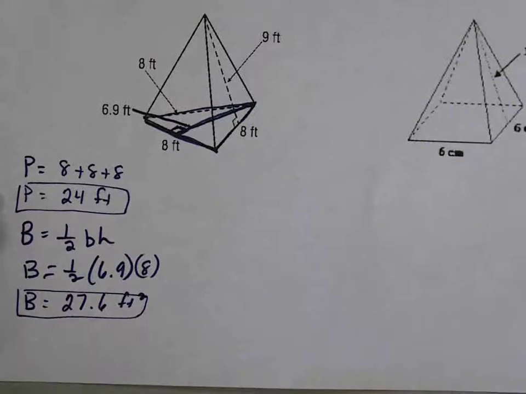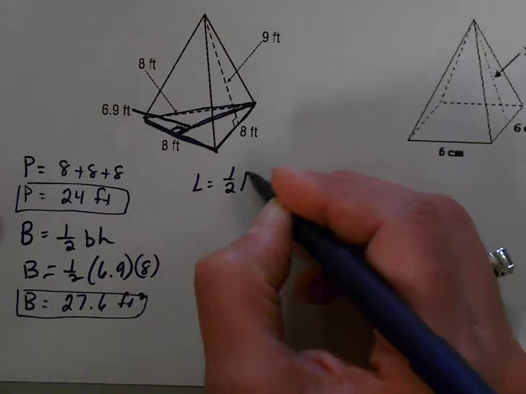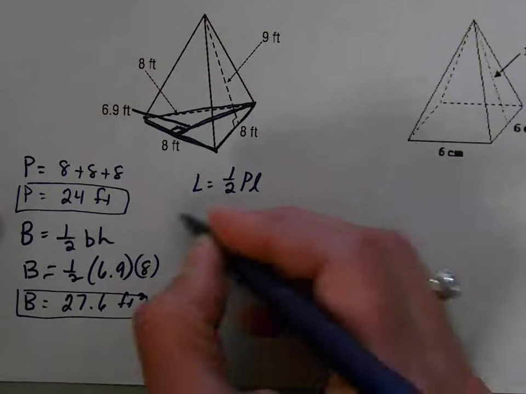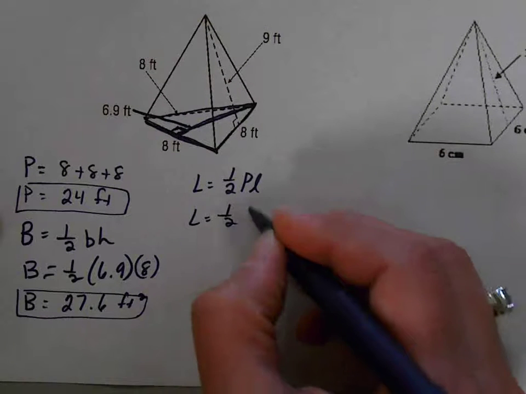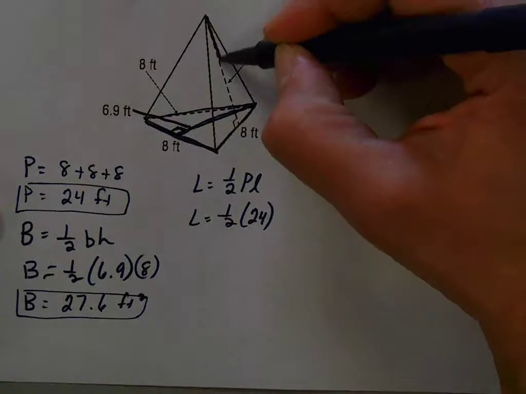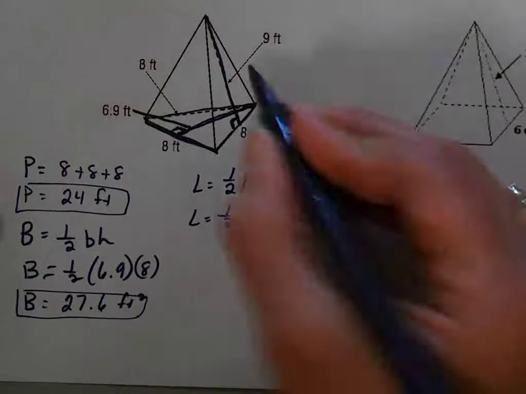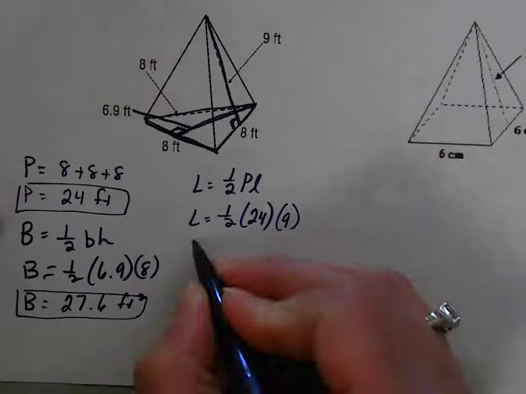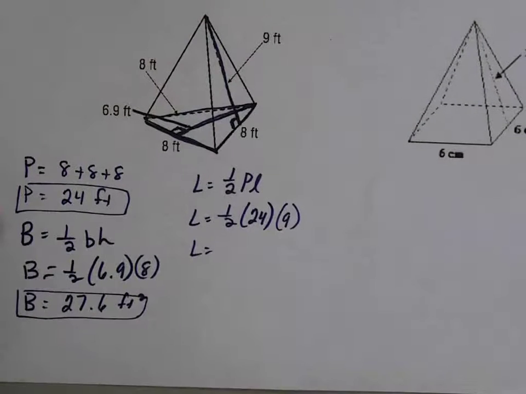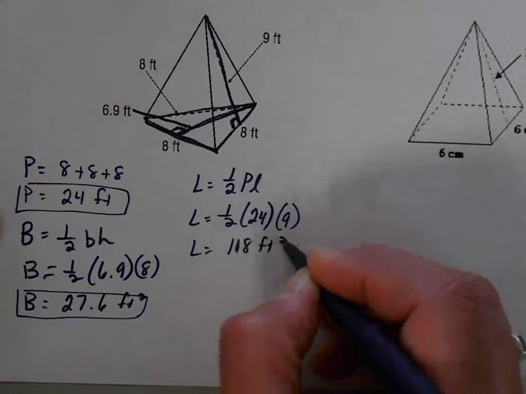So that's the base, this is the perimeter, and now I'm going to substitute those values in for lateral and total. So L is equal to 1/2 times the perimeter times the slant height. So L is 1/2 times 24, and my slant height, remember, goes from the vertex down to the base, which is 9. Half of 24 is 12. 12 times 9 is 108 square feet.